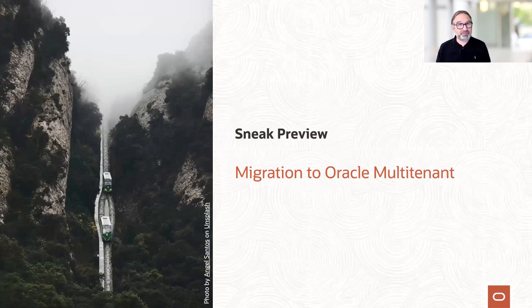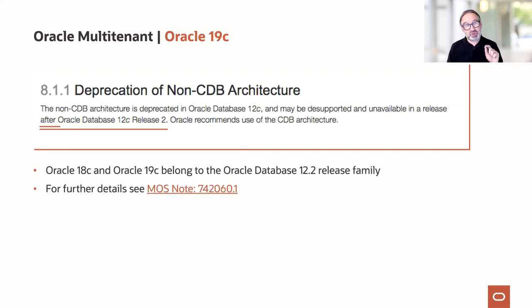Then a sneak preview into migration to multitenant. Why did we add that here? First of all, to advertise our fourth session, multitenant, but also, you know that sentence already, I'm pretty certain. The non-CDB architecture may not be available anymore in a release after 12 release 2. 12 release 2 means 12.2.0.1, 18, and 19. So until 19c, you still have non-CDBs, no worries. But after 19c, with 21c, there's no non-CDB architecture anymore.